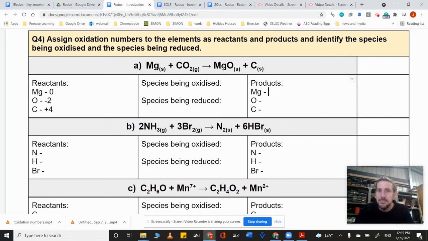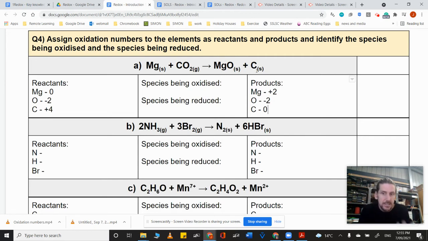Our magnesium, well, let's have a look at it. Oxygen here is -2 by default. Therefore, our magnesium must be +2 because it has to balance out to 0 because the charge is 0 overall in magnesium oxide. Our carbon in this case is 0 because it's an element. So let's look at what that means for what's being oxidized and reduced.